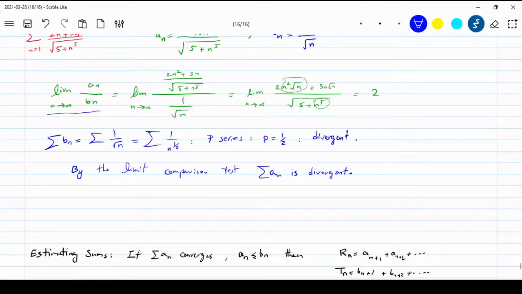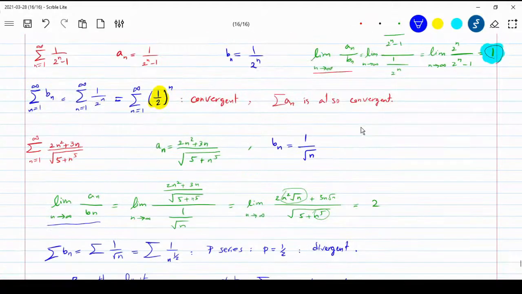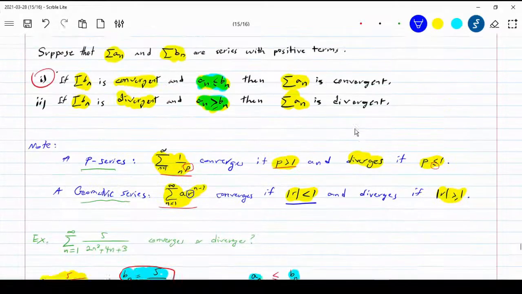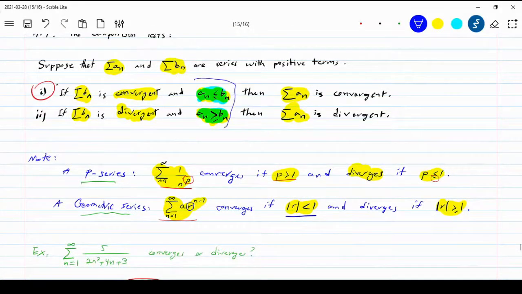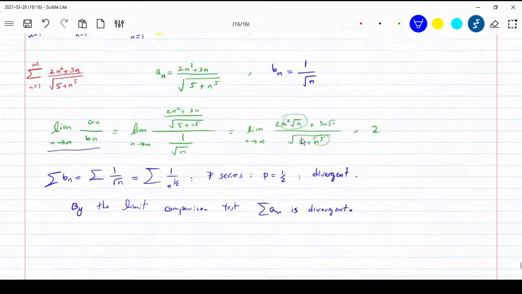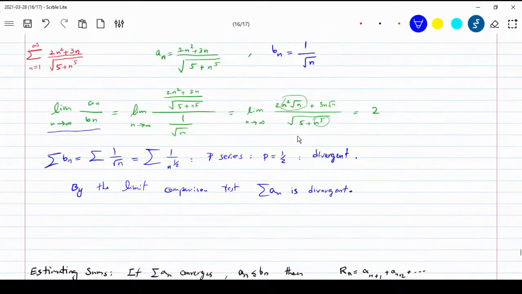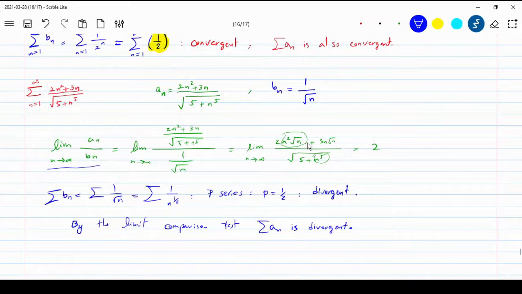Again, the good thing about this comparison test is that an doesn't really need to be less than bn, or bn doesn't really need this inequality. We wouldn't need this inequality. As long as the limit is a constant, then you can apply the limit comparison test.